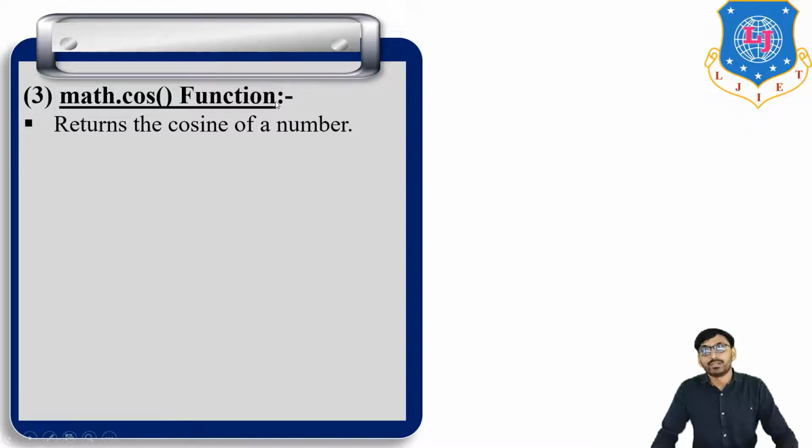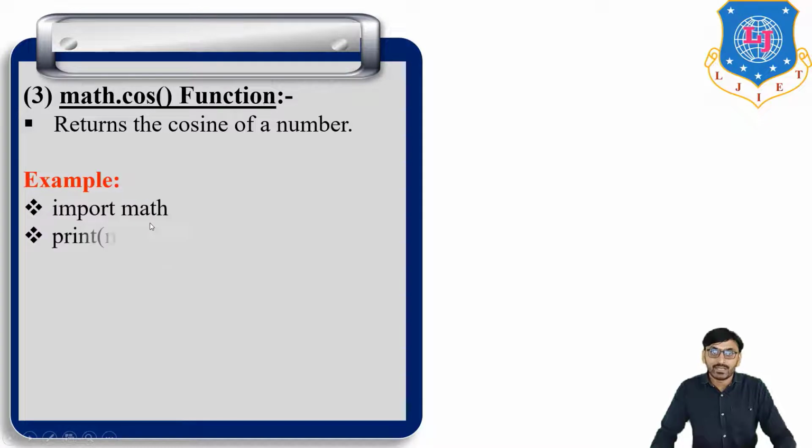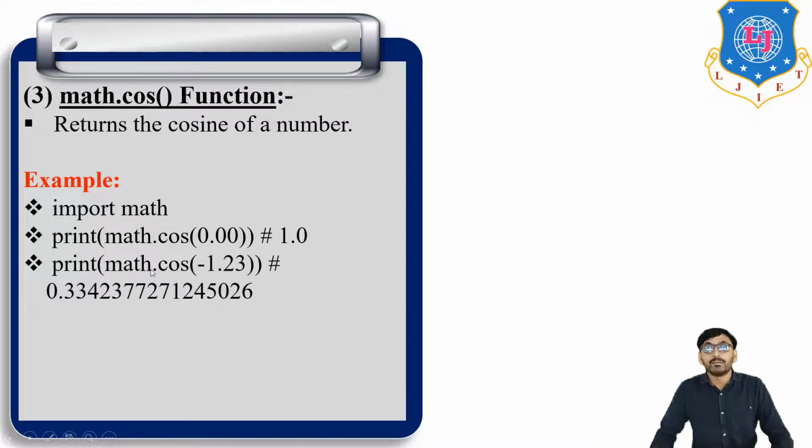Then the cos function returns the cosine of a number. For example, import math, then print math.cos of 0.00. It means cos 0. So this cos function returns the cosine of a number. Cos 0 is 1, but we get the answer as a float number, so 1.0. Then print math.cos of -1.23. Then we get the answer 0.33423.